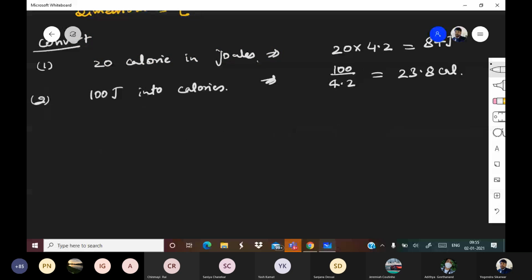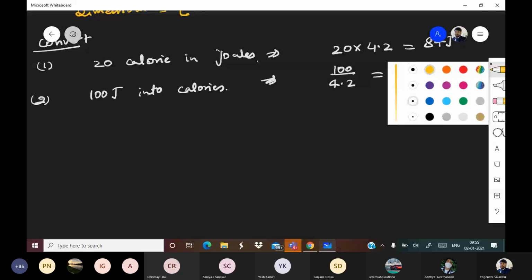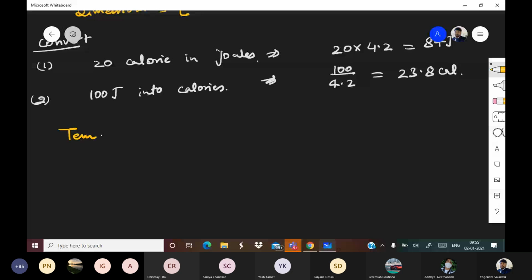All right. Now let us talk about temperature. As I told you, the SI unit of temperature is Kelvin, but there are other commonly used units. Temperature is also measured in degree Celsius and degree Fahrenheit.